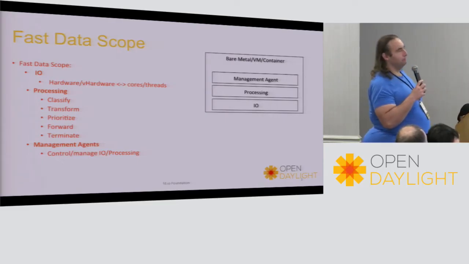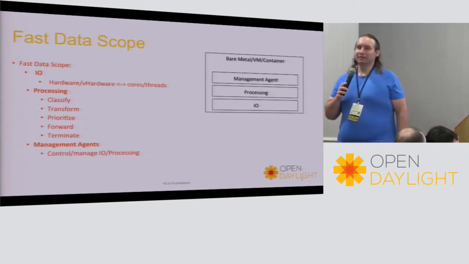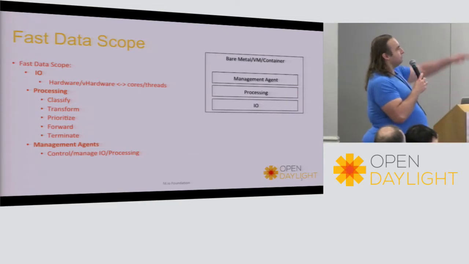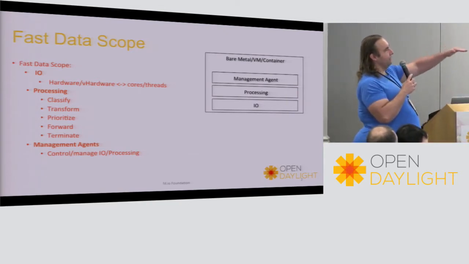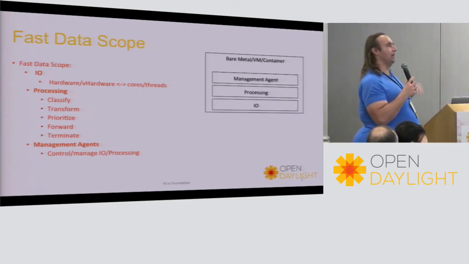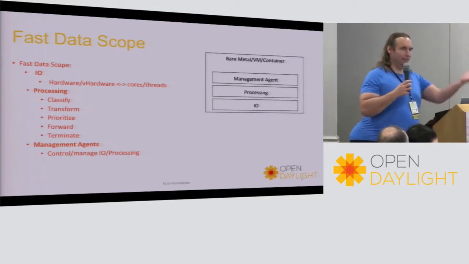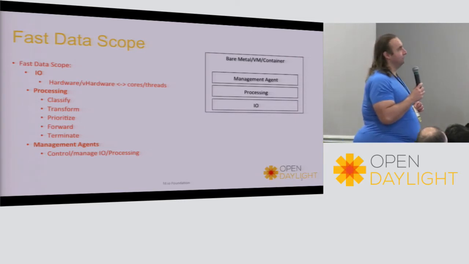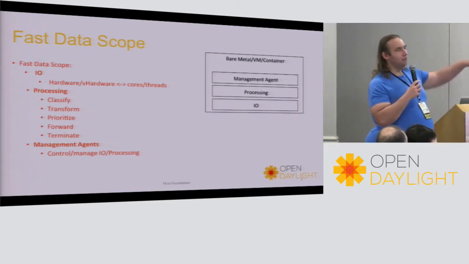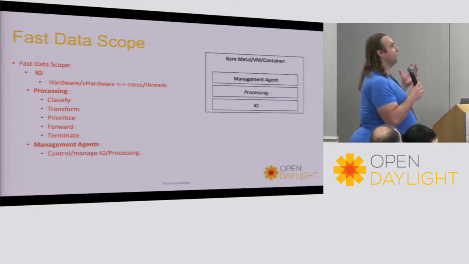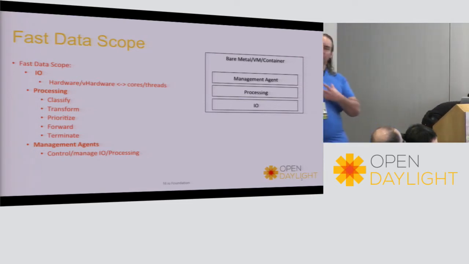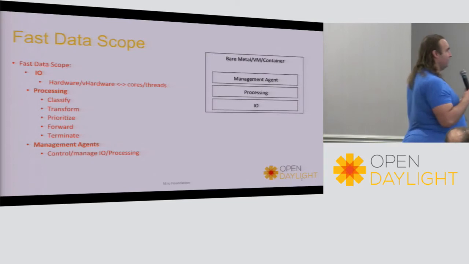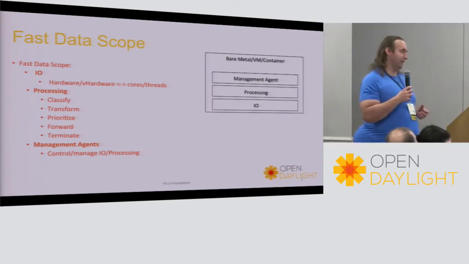The next step up is processing. So now I have this data. It's on a thread. Victory. Now what do? You do things like classify, transform, prioritize, forward, or terminate that. In our case, packet. So typical packet processing. And then you have management agents. Now, management agents are the things that run local to the box that manage this IO and processing so that we actually can control it potentially from off the box.